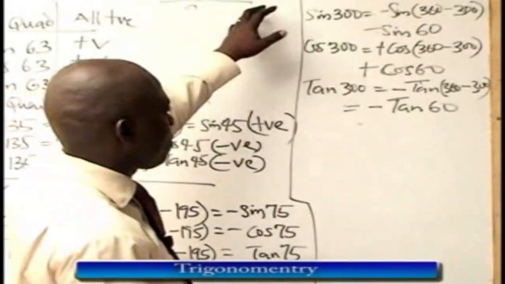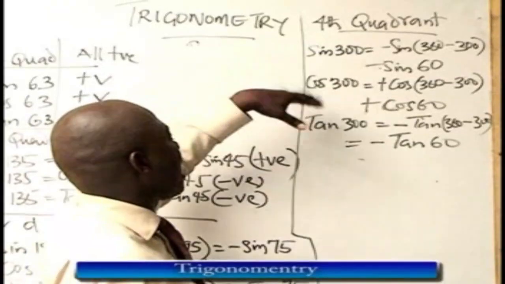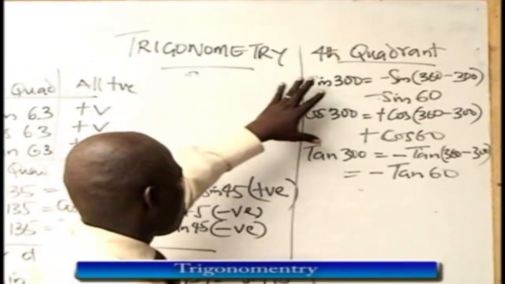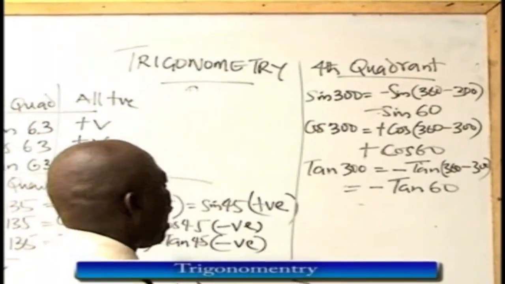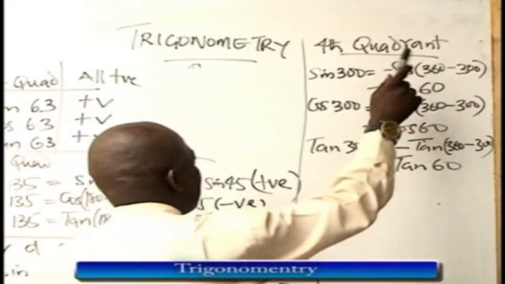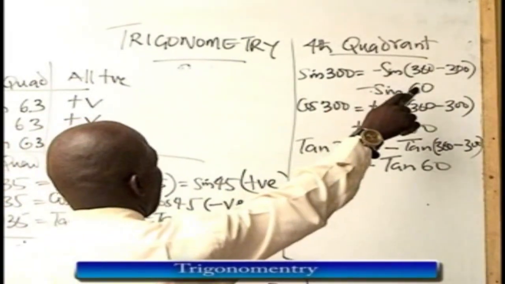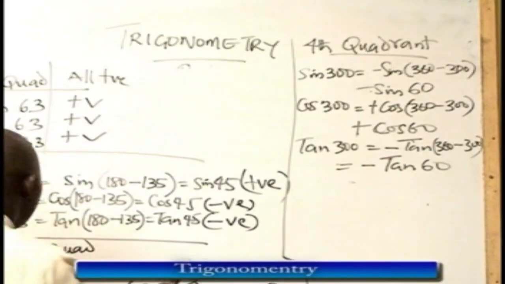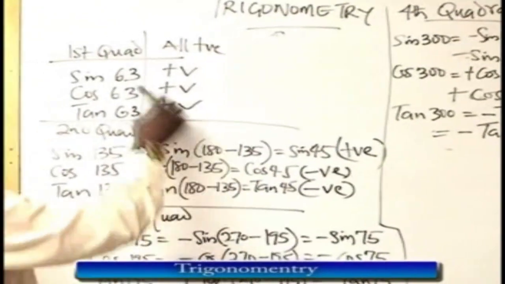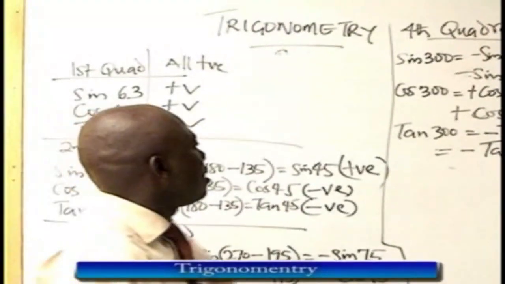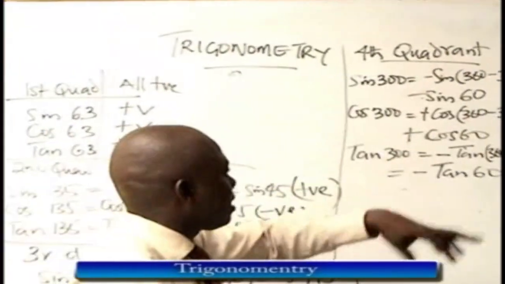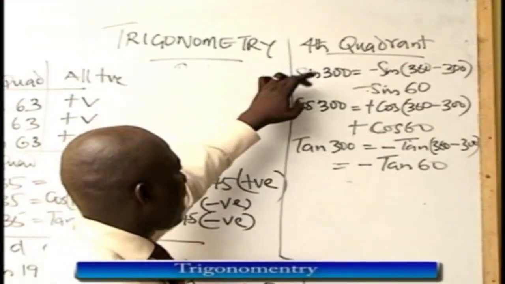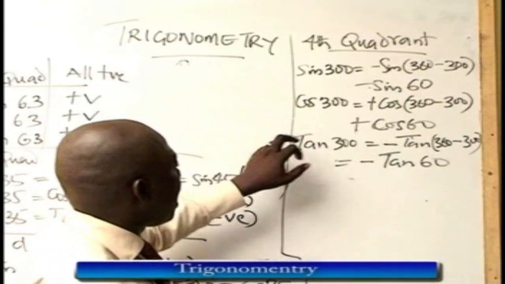Again, we'll move on to the fourth quadrant. The fourth quadrant are angles between 270 and 360, and we have chosen 300. Again, for you to handle it, you take your 300 away from 360. For fourth quadrant, you subtract the angle that you are given from 360. For third quadrant, you subtract it from 270. For second quadrant, you subtract it from 180. In the first quadrant, you use it directly. All right? 300 from 360 will give you 60. For this quadrant, only cos is positive. So sine is negative, cos is positive, tan is negative.